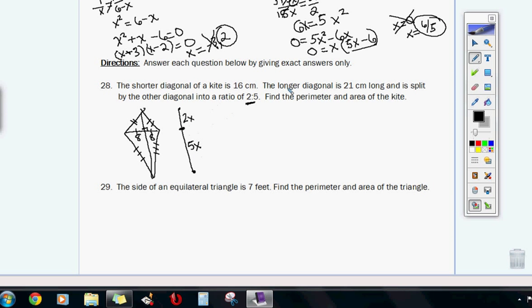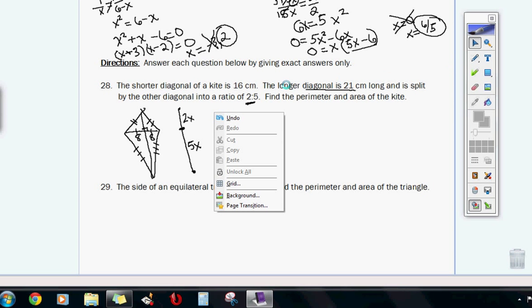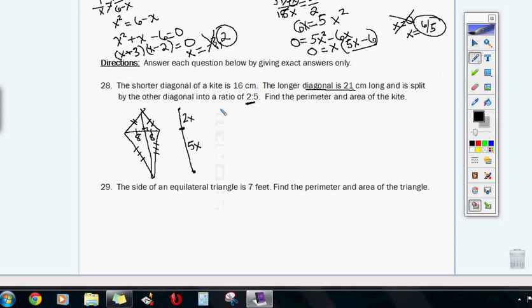And then what we know is the longer diagonal has to be 21 centimeters long. So quickly we can say that 2x plus 5x, that's our total of this whole 7x here, has to be a length of 21. So 7x is equal to 21. That gives me an x value of 3. Well, if the x value is 3, that means this has to be 6, and this here has to be 15. So I just found out that this is 15 here, and this is 6 right there.